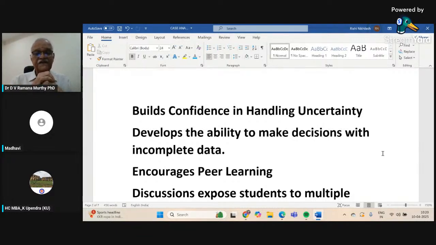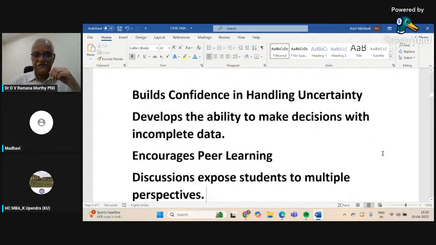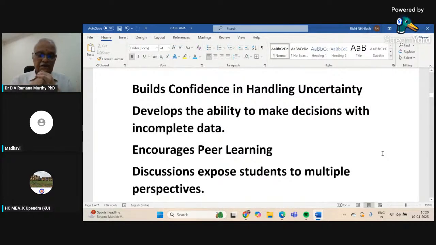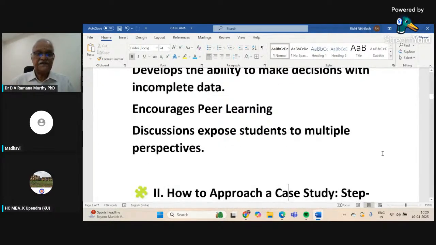Then of course it encourages peer learning in group scenarios, especially I'm talking to you. When four people, your classmates, sit together over a case and start discussing it. Of course, you'll be doing it in the classroom with the initiative of Upendra sir again. It encourages peer learning, one-to-one learning. Your classmates' points of view may be different, your point of view may be different. How to recognize that is very interesting.